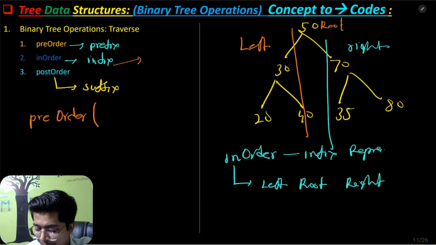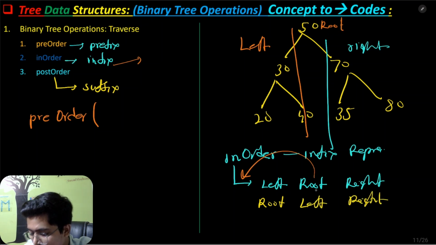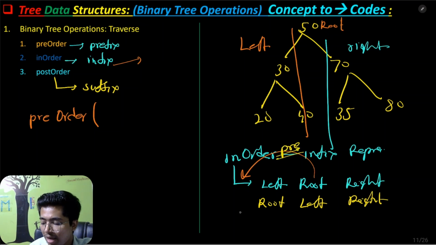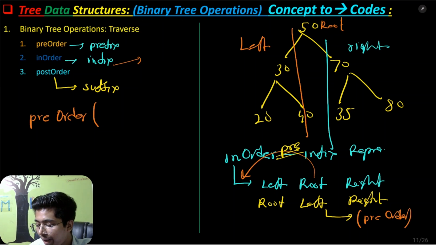So now observe, this is in-order. If we bring the pre, which means first, to that side, the new orientation will be like this: root, left, and right. Now notice one thing, that the root came to the previous position. That's why this type of orientation we call pre-order traversal.